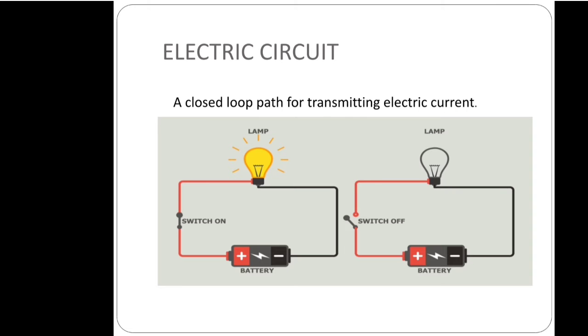So you see in the picture, there are two pictures given here. In the first one you see, when the circuit is closed, then the current will flow through it. But in the next picture you see, when there is a break, that is when the switch is open, the circuit is open, so that's why there is no conducting.